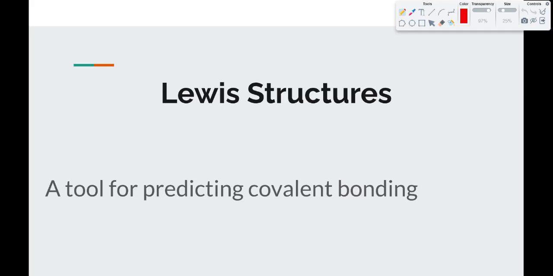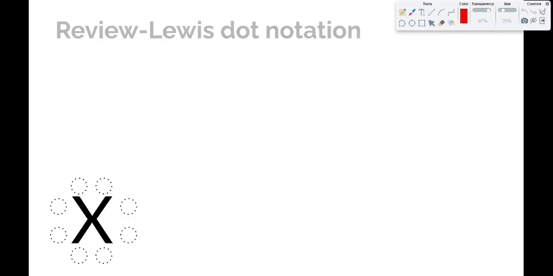Today's video we're going to talk about Lewis structures, which is a tool that we can use for predicting how covalent bonding is going to happen, where the electrons are in covalently bonded compounds, and this also gives us some hint as to what their structures are going to be. To get started here, let's just review Lewis dot notation.